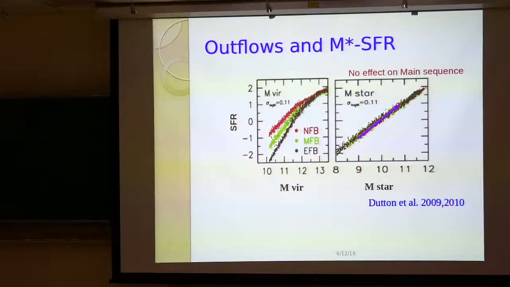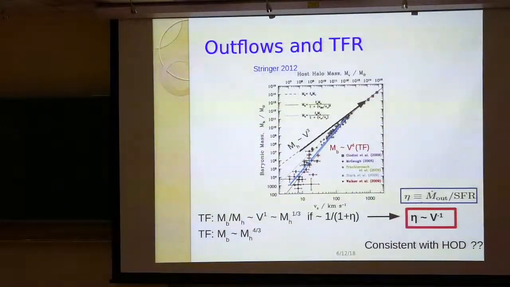This is nicely shown by these papers. So there's really no effect on the main sequence from outflows. Of course, that affects a lot the baryon content of galaxies, but not the main sequence itself. People have invoked that the Tully-Fisher relation is a signature of outflows.